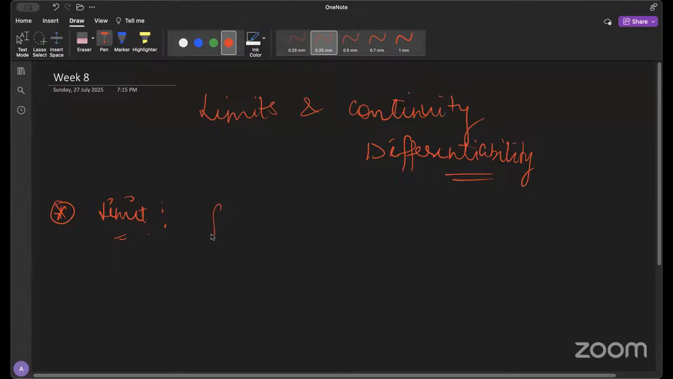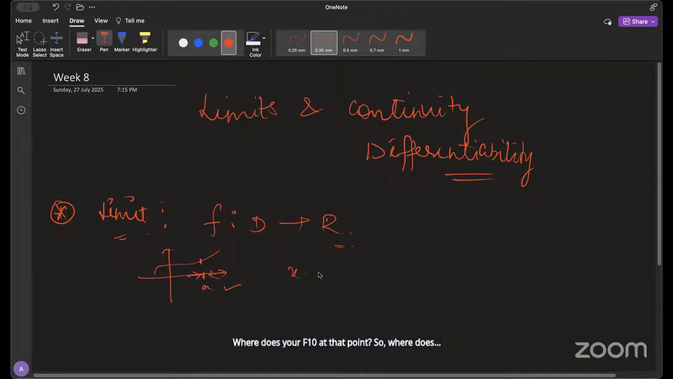So if we have a function, say f from some domain to some range, and we need to find the limit of this function. What's the limit of a function? If you look at it graphically, it's more intuitive. We've already seen this in the case of sequences. The limit of the function at a point is basically, when x tends to a from either direction, where does your f tend at that point?